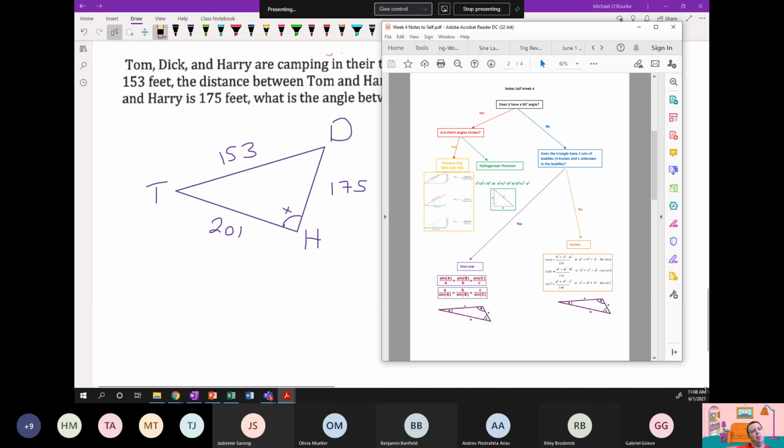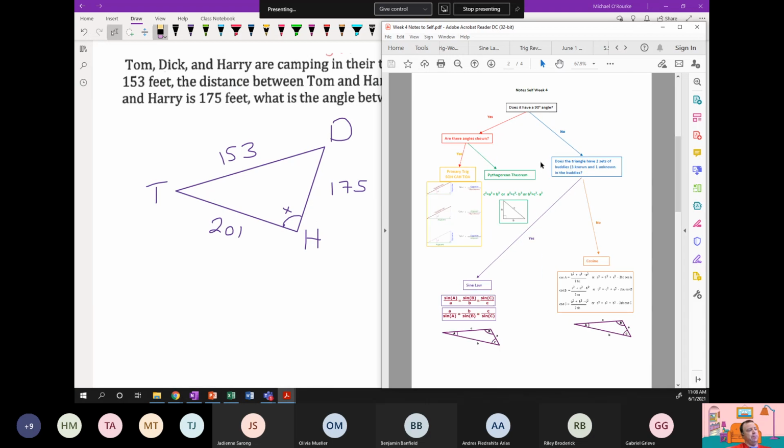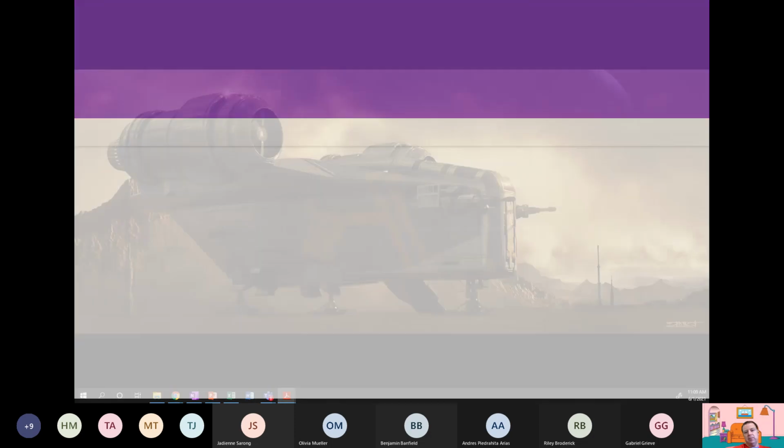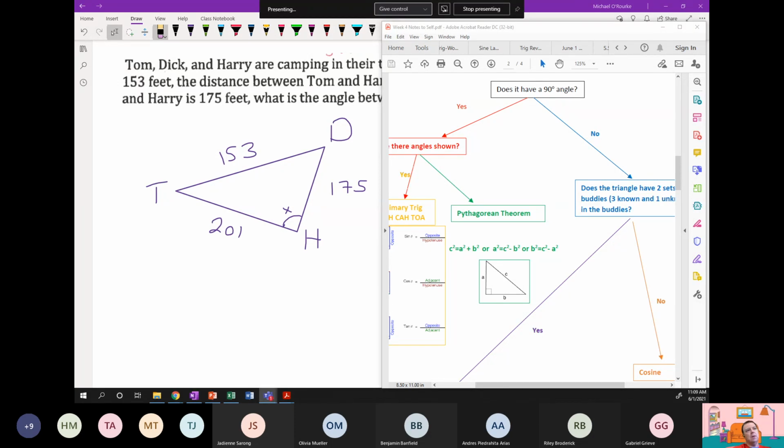So we've got to figure out what we're going to do here to solve for this. So the first question is, does our triangle have a 90-degree angle? Yes or no? And we have no clue. Okay, so that's going to go over the no side.